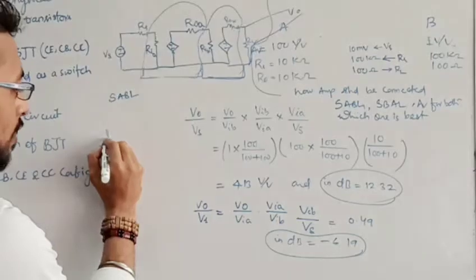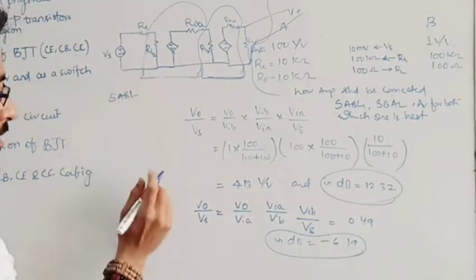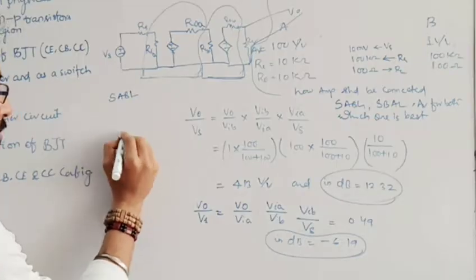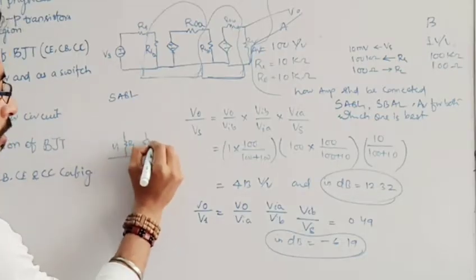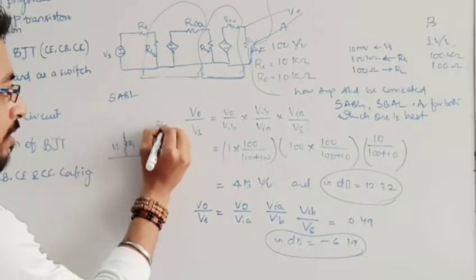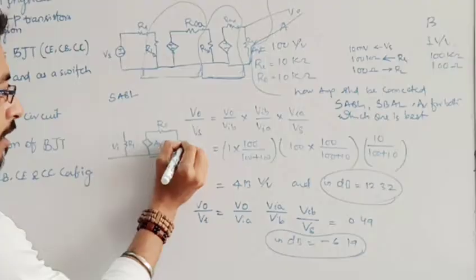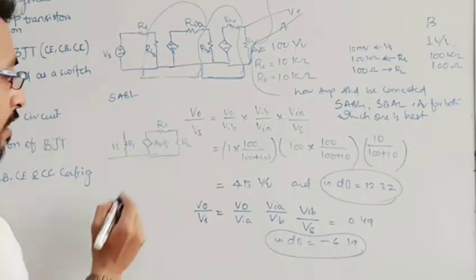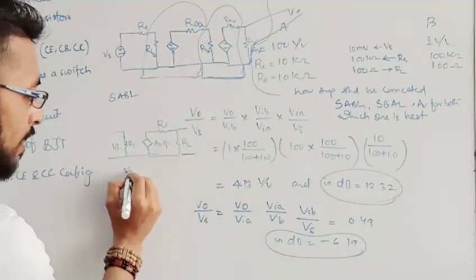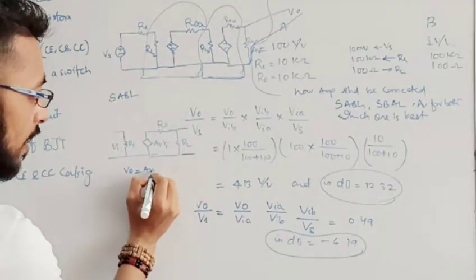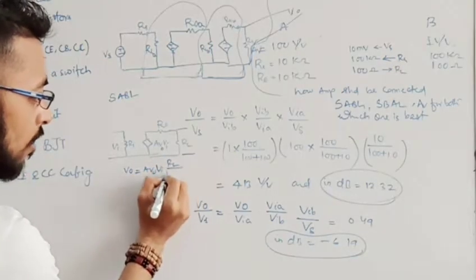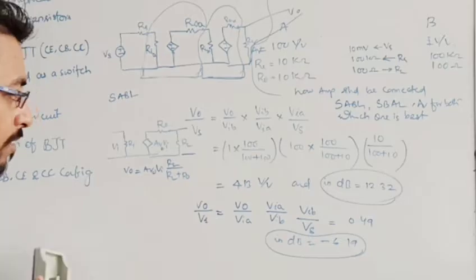If this is an input resistance, let's take this as V input, across which resistor R input is there, and a voltage controlled voltage source whose value is AV into V input, and a load resistor is there, and output resistor is there and load is there. What will be the gain? V output is nothing but A V naught Vi into RL upon RL plus R naught.